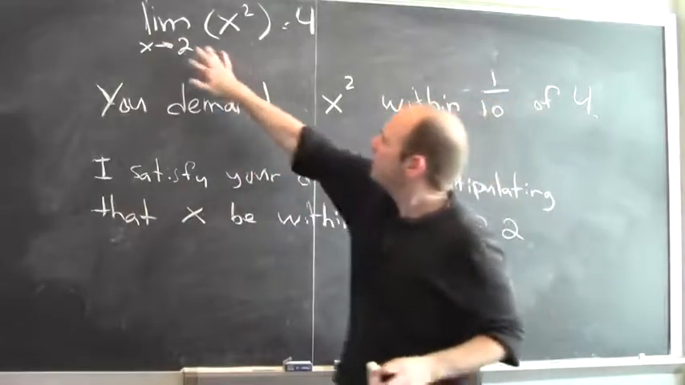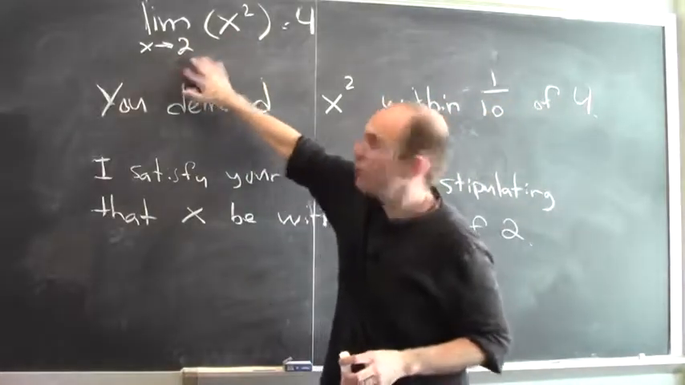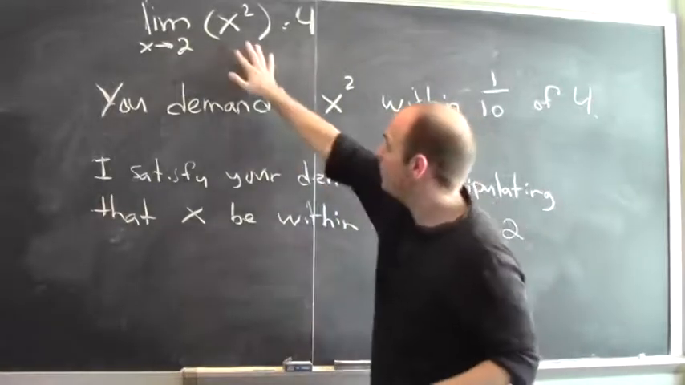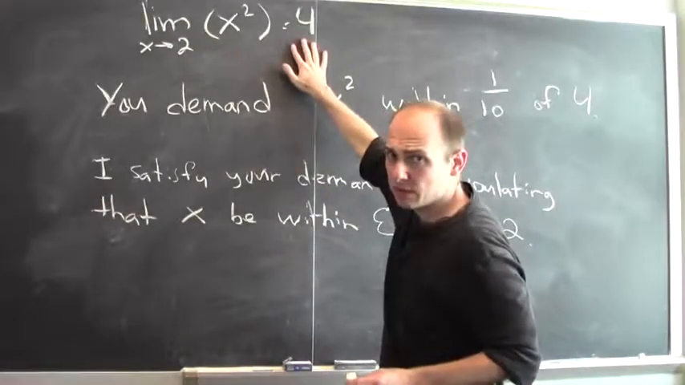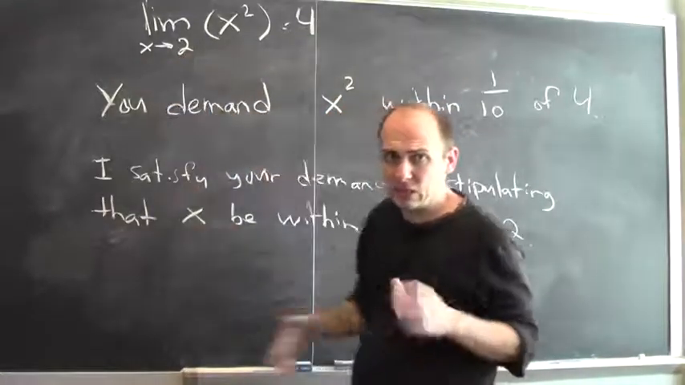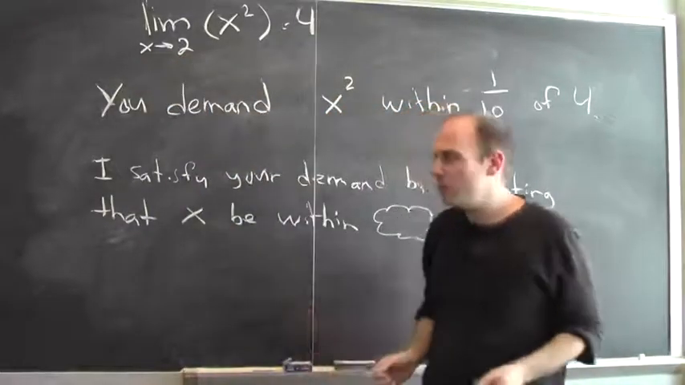What does it mean to say that the limit of x squared as x approaches 2 is 4? Well, strictly speaking, it means that you can make x squared as close as you want to 4 by making x sufficiently close to 2. But talking in that way can be a little bit confusing.